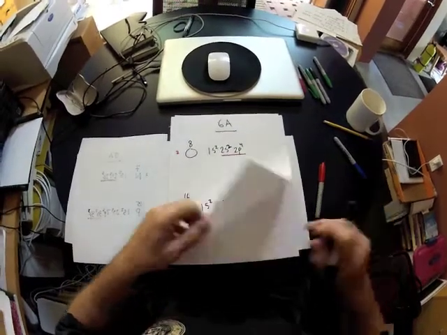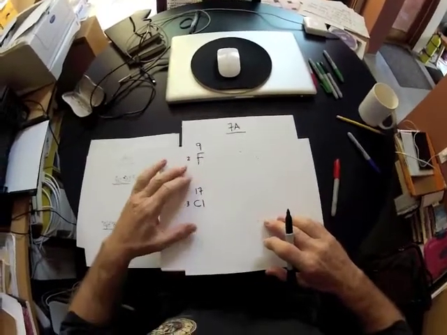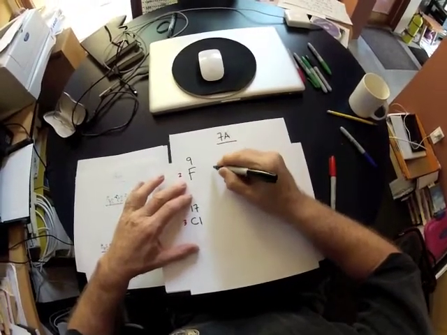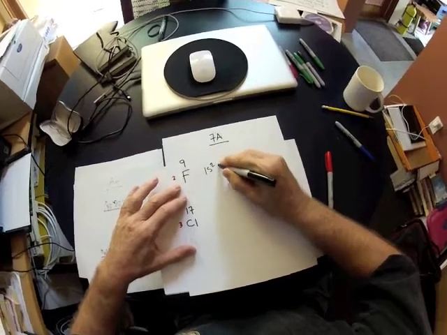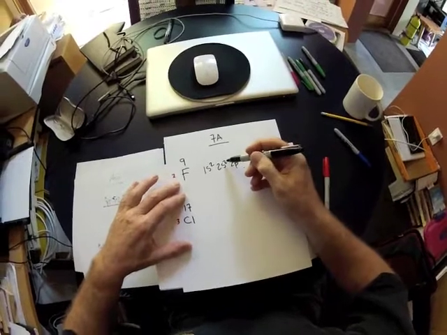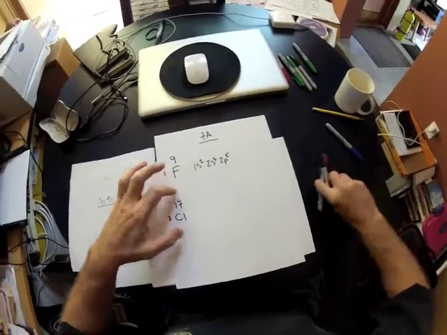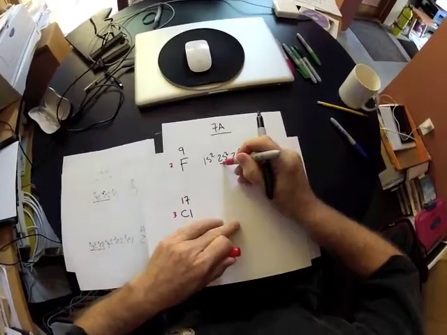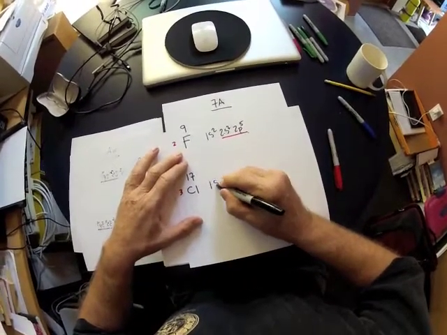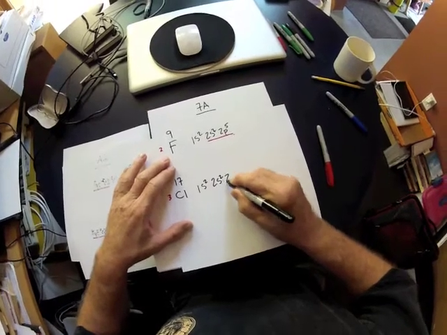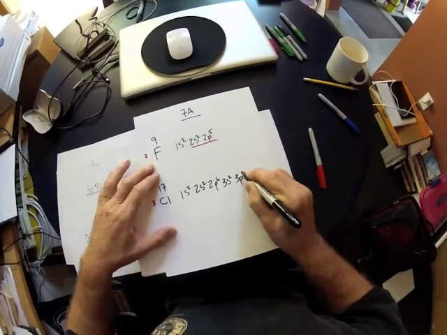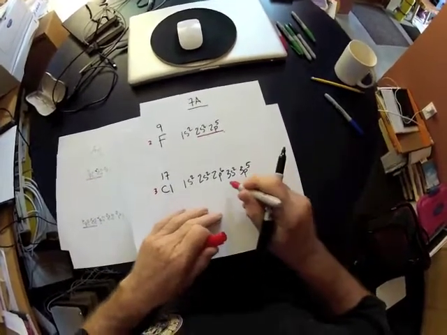All right, now group 7A. Fluorine and chlorine. So the electron configuration for fluorine is going to be 1s2, 2s2, 2p5. 5 and 2 is 7, and 2 is 9. The outer shell is this configuration here. For chlorine, we have 1s2, 2s2, 2p6, 3s2, and then 3p5. The outer shell here.